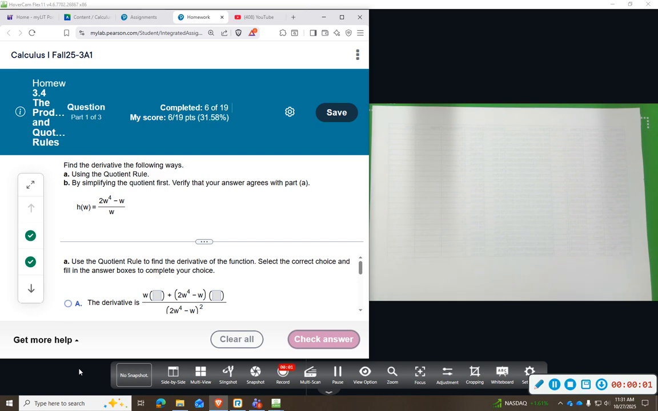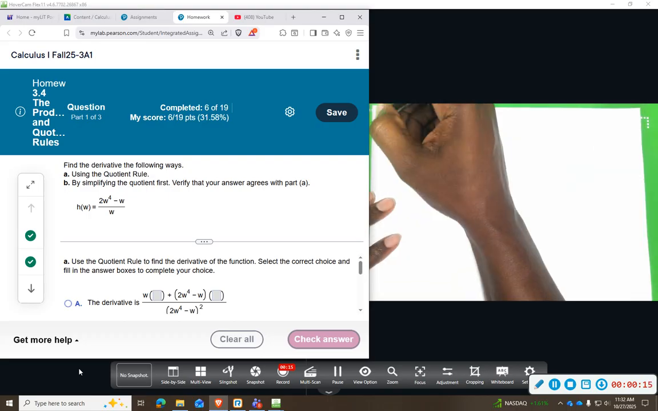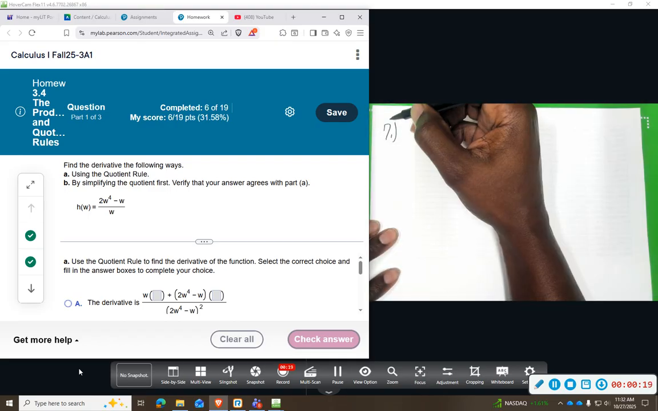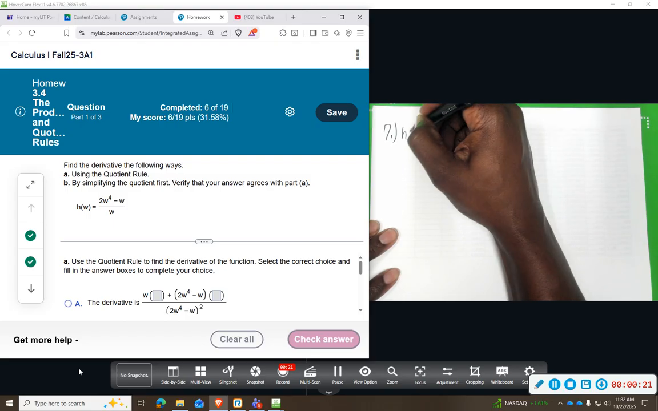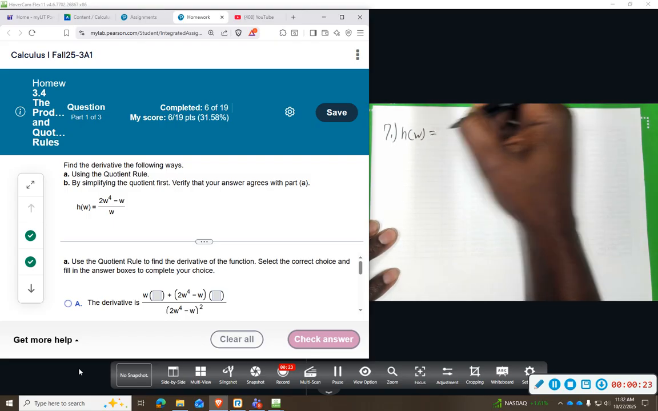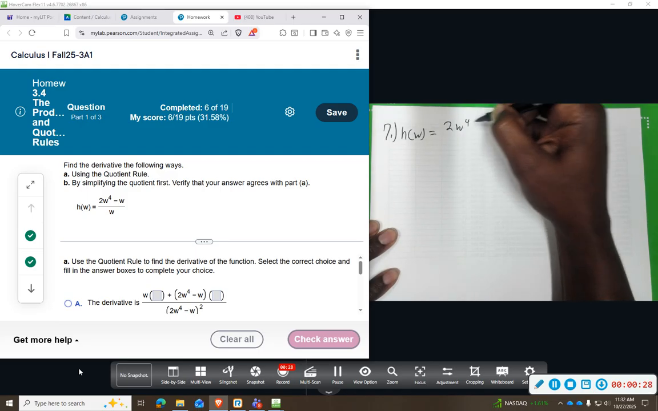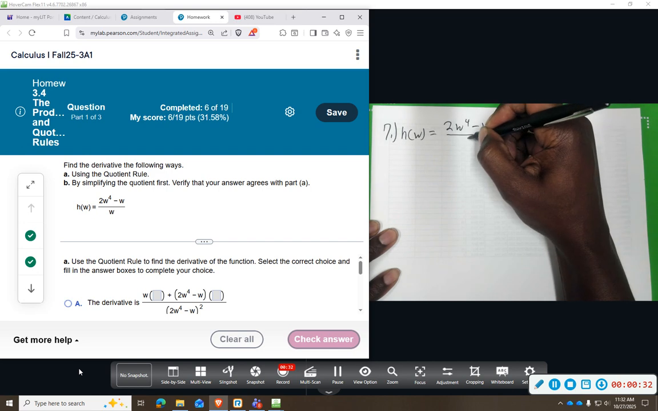All right, number 7, we want to find the derivative the following ways. We're going to use the quotient rule, and then we're going to simplify it first, and then verify that it's the same as part A. So we are given h of w is 2w to the 4th minus w, all divided by w.